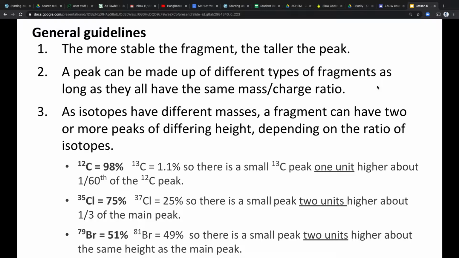So in terms of what we can do with the mass spectra we get, we can look for a few things. We know some rules about it. We know how it works. We know that the heights of the peaks tell us how abundant certain fragments are, right? So the more stable the fragment is, the taller the peak will be on the spectrum, because there's more of it.